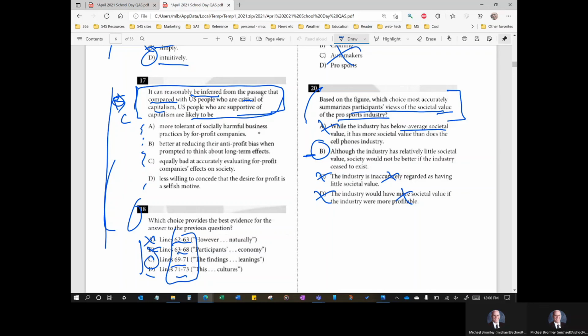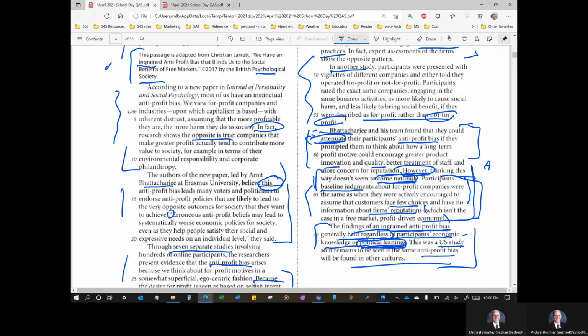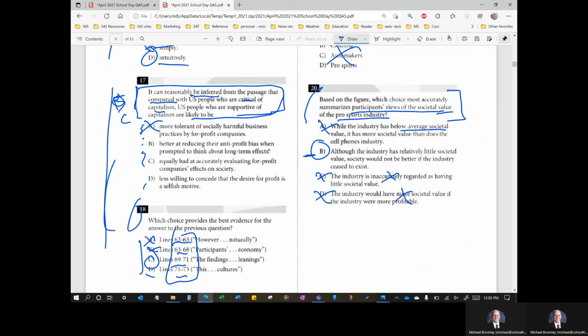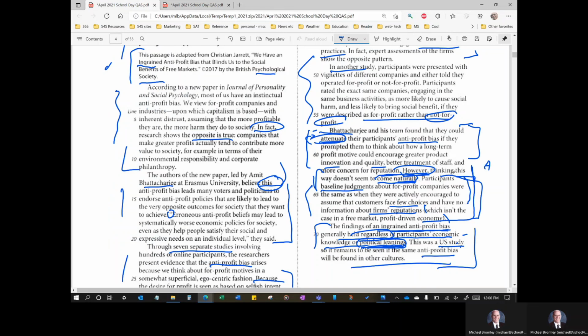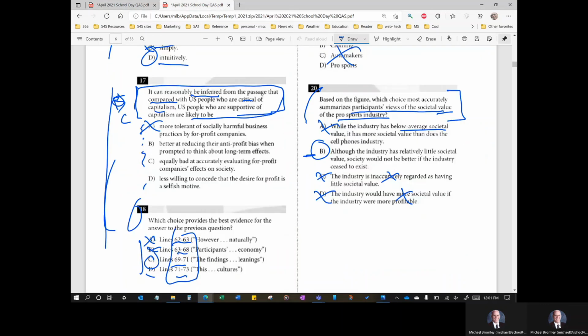So the next option is telling me more tolerant of socially harmful businesses. No, it doesn't say that at all. All it says is that regardless of what they know about economics or their political leanings, they hold the same bias. Better at reducing their anti-profit bias when prompted to think about long-term effects. That might be what they did here, where when they told people to think kindly about them, they could then reduce the anti-profit bias, but that's not answering the question here. So this is where they were trying to fool you into choosing that option. So I want to get rid of that. C does not answer B here, okay?